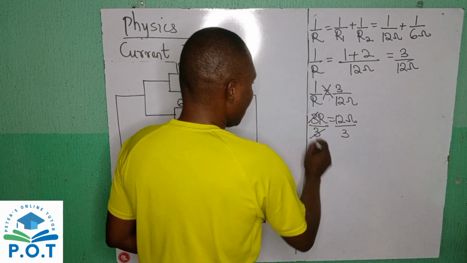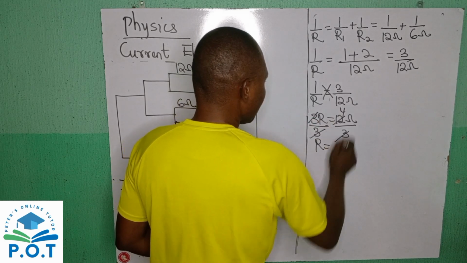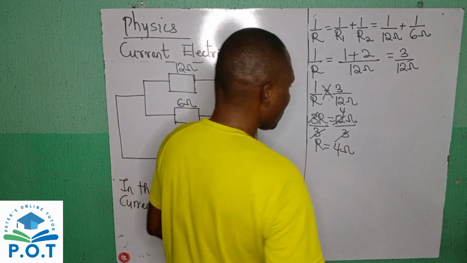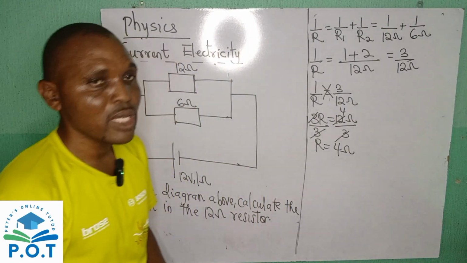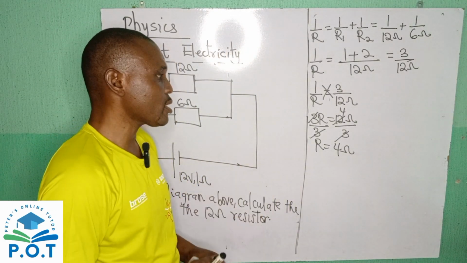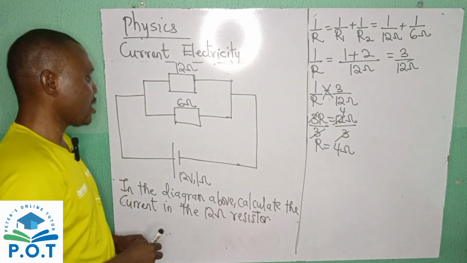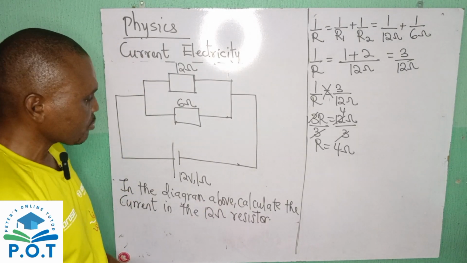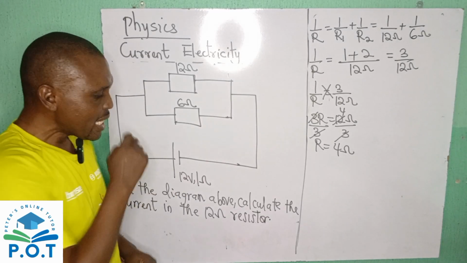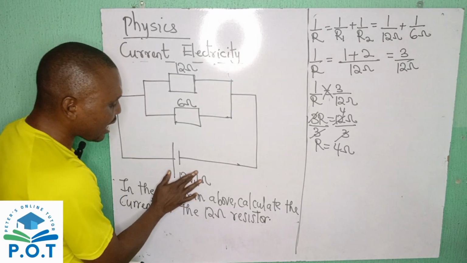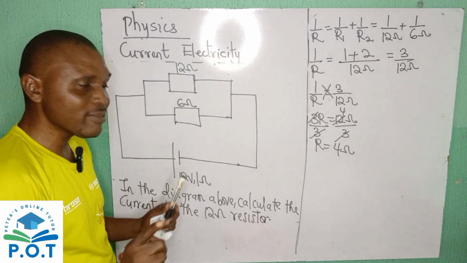3 cancels 3. R equals 3 is what? Is 4. So R equals what? 4 ohms. So 4 ohms is the total or the effective resistance in this particular circuit.